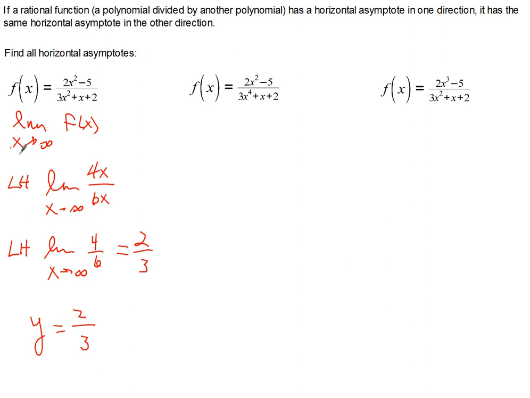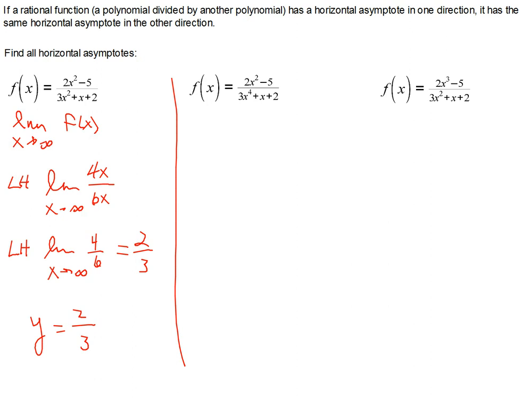Technically, we only found one direction using infinity, but since we know it's a rational function, we know that it'll be in both directions. If this was on the AP test, you'd want to show both directions. You'd want to show the limit as you approach infinity and the limit as you approach negative infinity.